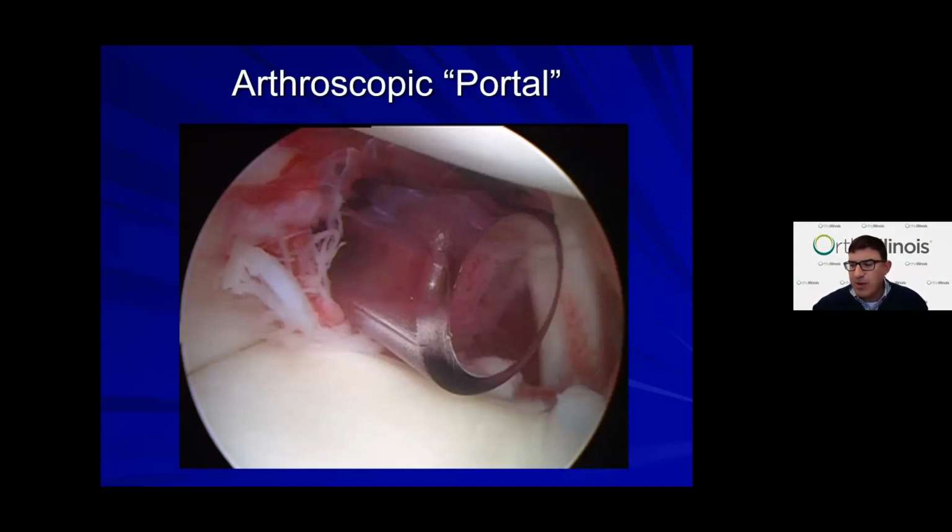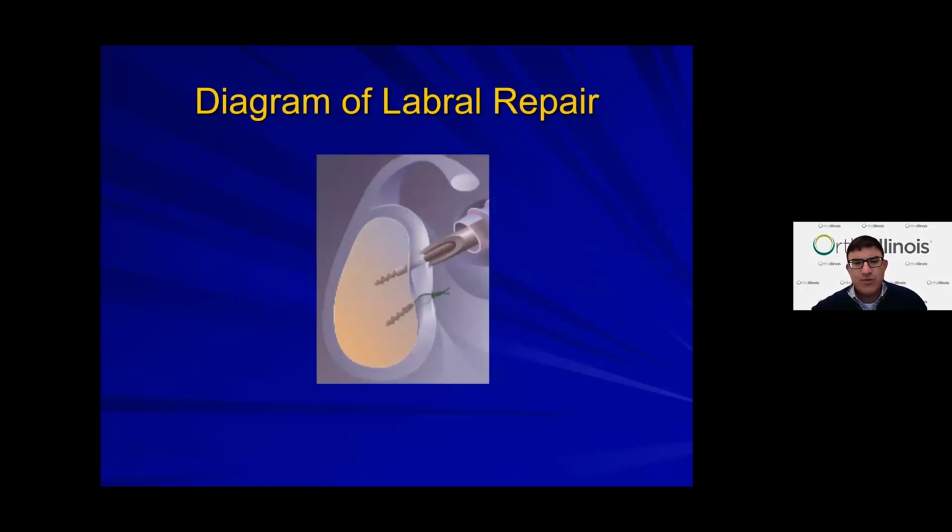This is what an arthroscopic portal looks like. That portal, or that opening, is about 8 millimeters wide. It looks really big on the picture because it's been magnified. But when someone has a labral repair, the surgery is completely done through these portals or plastic tubes.